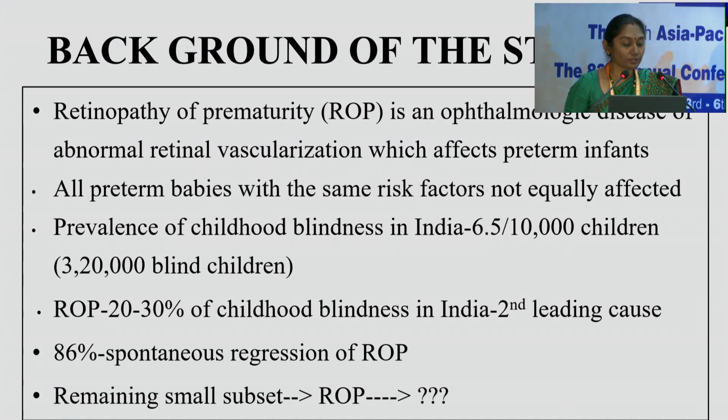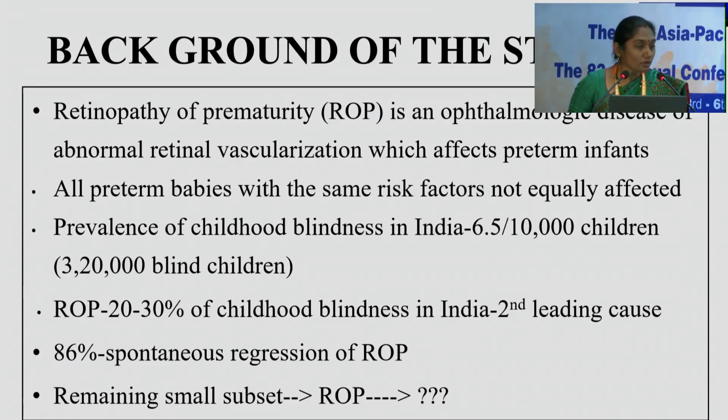Retinopathy of prematurity, as you all know, is a disease of abnormal retinal neovascularization which affects preterm babies. All preterm babies with the same risk factors are not equally affected. Why not equally affected? That is the basic essence of the study. We all know the prevalence of childhood blindness in India is 6.5 per 10,000 children, and totally 3,20,000 blind children are there. ROP accounts for the second leading cause of childhood blindness, accounting for 20 to 30% of childhood blindness.